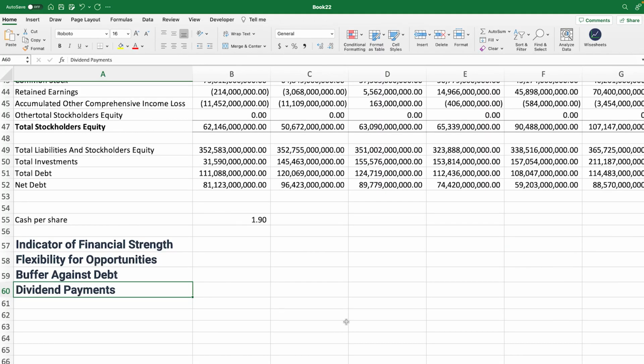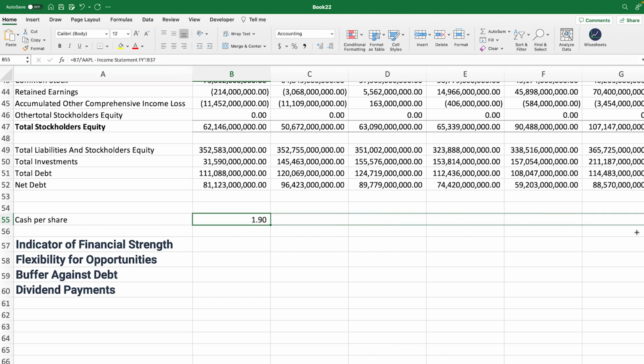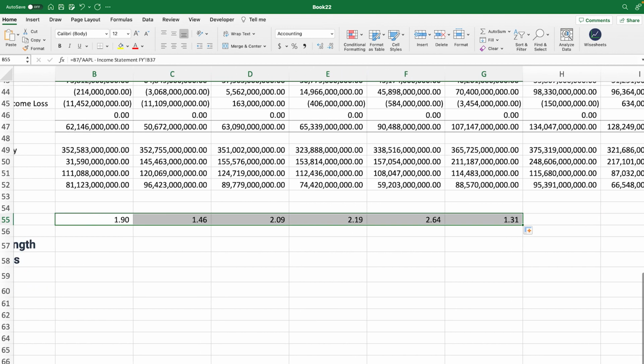Now, there's a few ways of using the cash per share number. So one of the ways is to look at the cash per share number on a historical basis. So right now we've calculated this number for 2023, but because we have the right formula, we can drag it across and calculate it for all the previous years as well. And generally what you want to see is a cash per share number that is growing over time, because this means that the company is being efficient at utilizing its resources to generate cash.